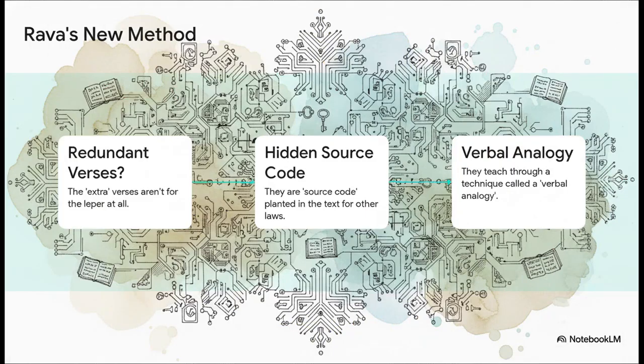And here it is, his radical idea. He says, look, these extra words, they aren't a mistake. They're totally intentional. They're like a kind of textual source code that's been planted in this one passage. And their whole purpose is to act as a key, connecting to other totally unrelated laws through a technique called a verbal analogy. It's where a shared word creates this incredibly powerful link.